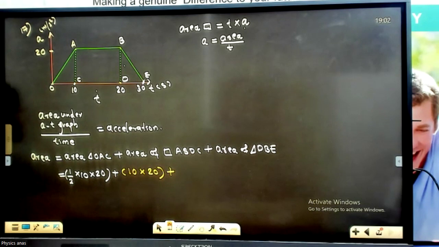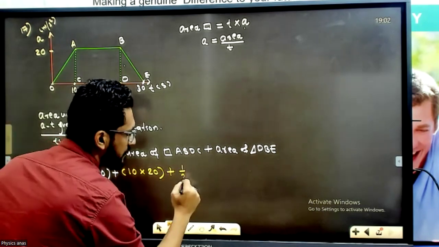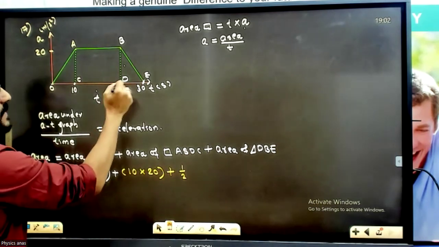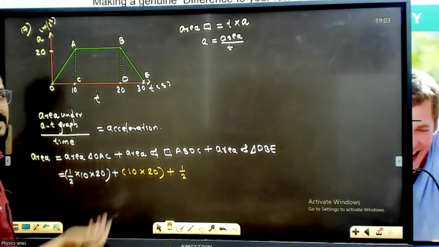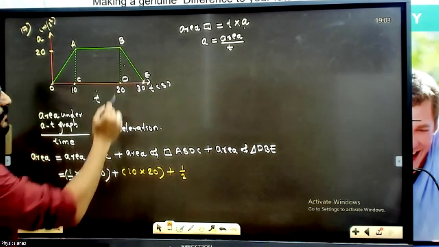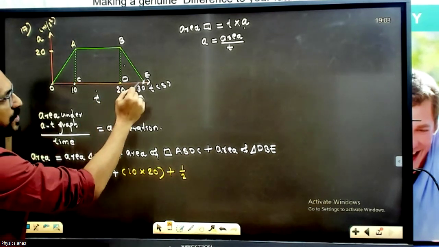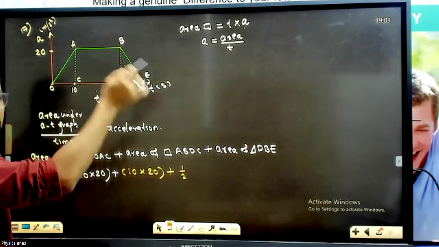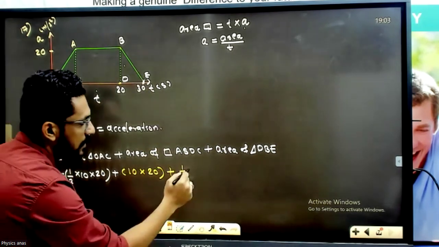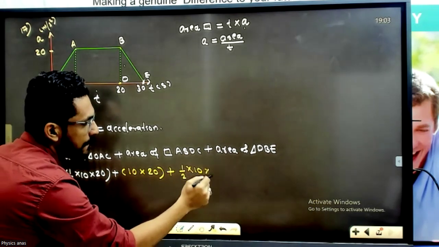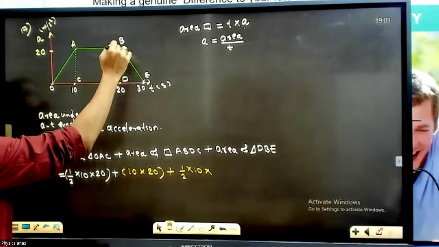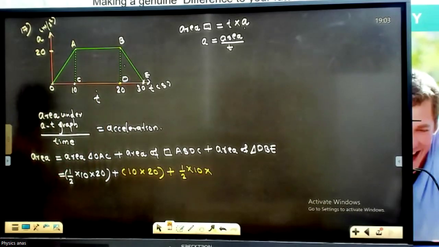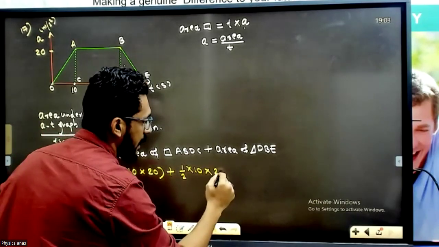How can you find the area of the triangle? Half BH. The base is 30 minus 20. What is the length from this point to this point? Between 20 and 30, there will be 10. So 10 into height. What is the height of the triangle? D to B is 20. So that will be 20 again.